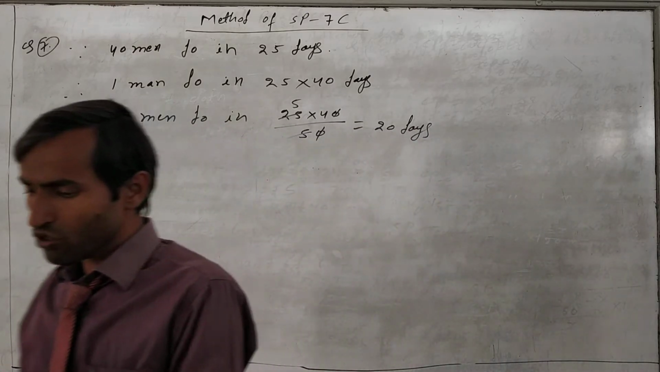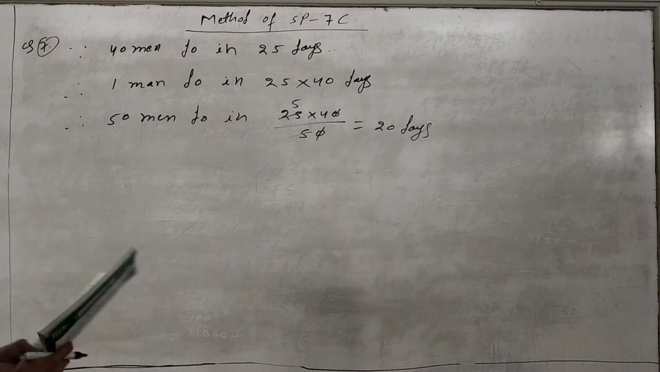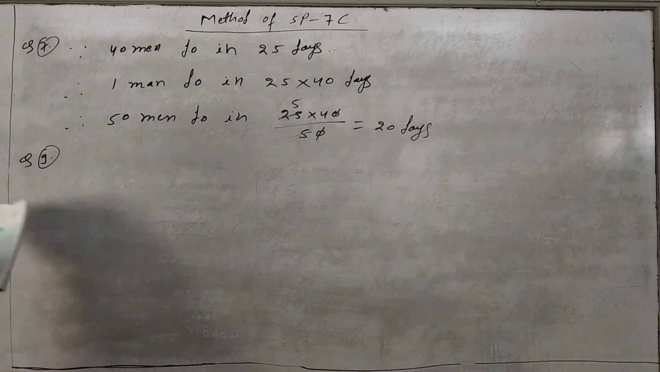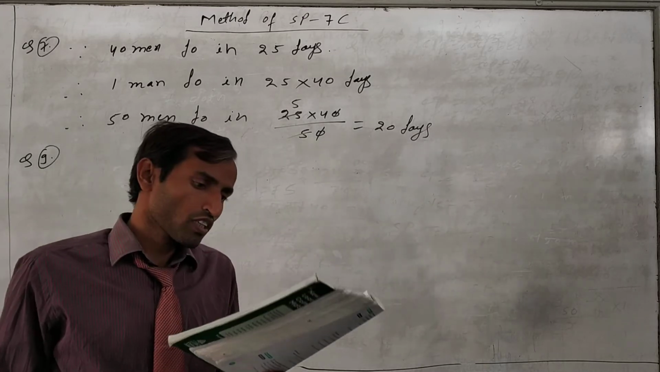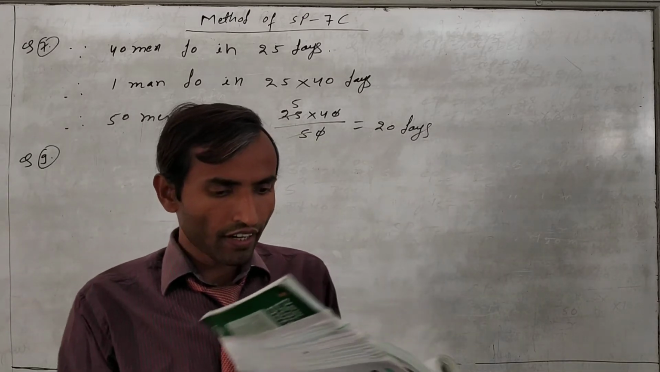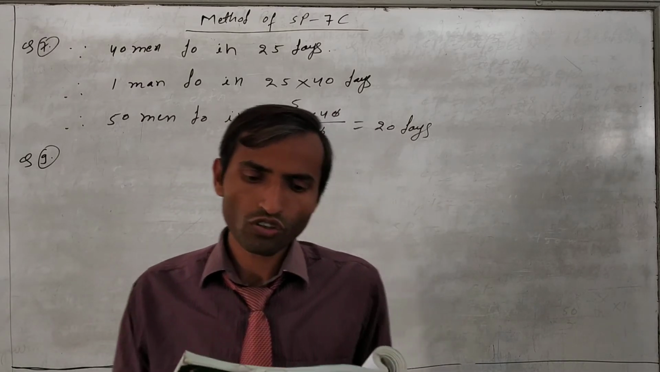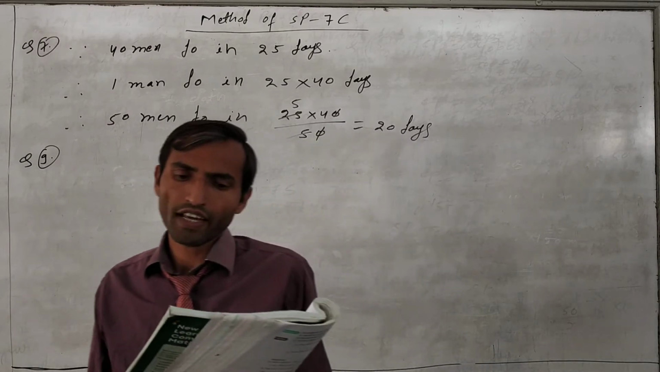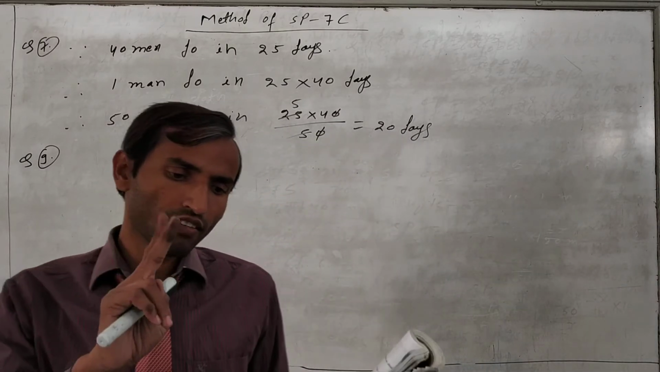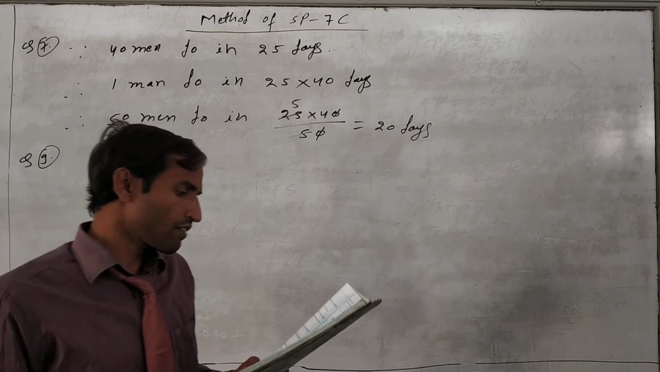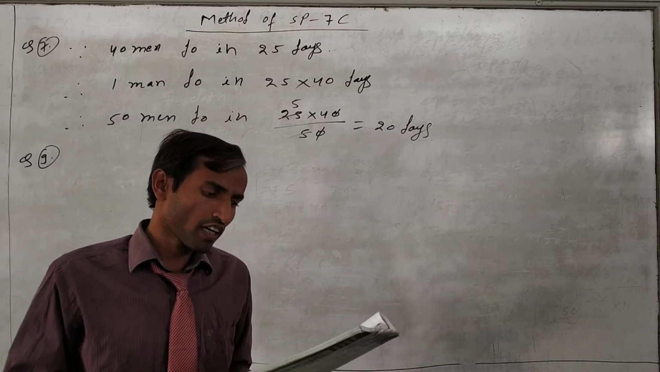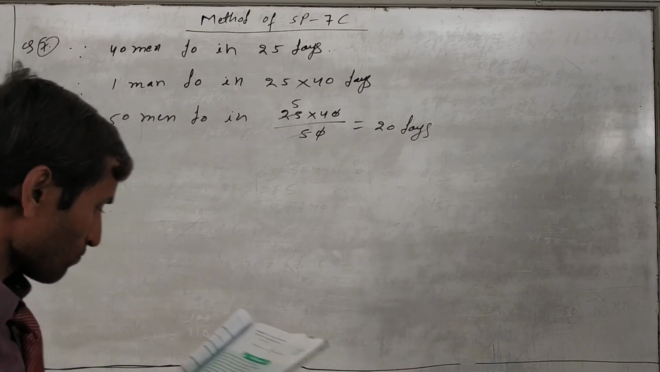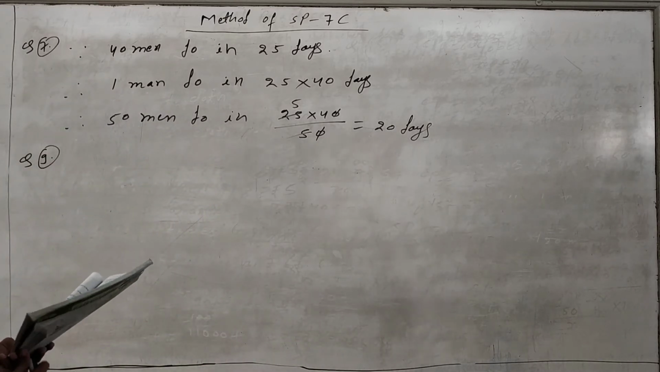Okay. Now we have to do question number 9. Just try question number 8 yourself. Now we will do question number 9. All of you read question number 9. A garrison of 1200 men has provision for 60 days. How long will the provision last if the garrison is reduced by 600 men or reinforced by 800 men?